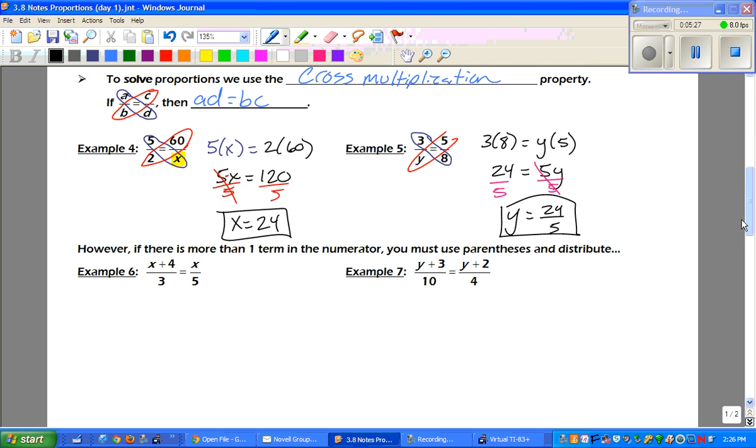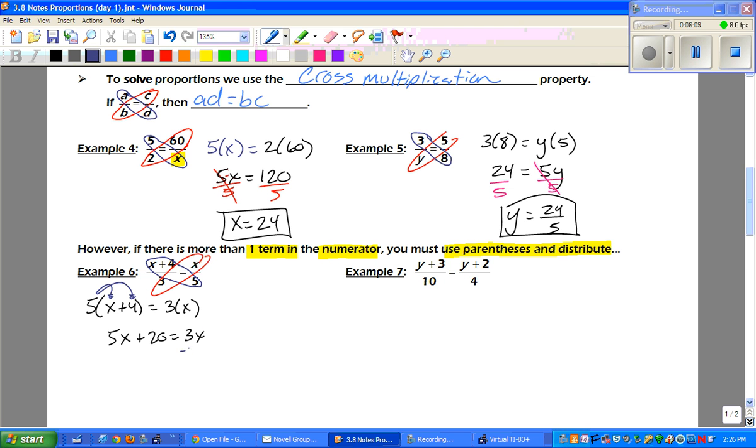Now it says, however, if there's more than one term in the numerator, you must use parentheses and distribute. Right here we would have 5 times x plus 4 equaling 3 times x. So all they're telling us is we have to remember to distribute that 5. So you get 5x plus 20 equals 3x.